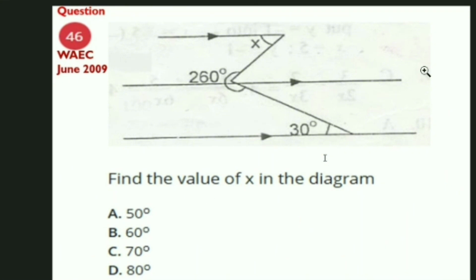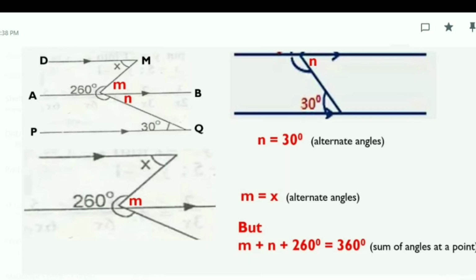Now, let me help you. Look at M, where we wrote M. This M is alternate to X. So if you know M, you have known X, which you are told to find. But how do we get M? Look at N here. N is alternate angle to the 30 degrees. So N is equal to 30 degrees, because they are alternate angles.